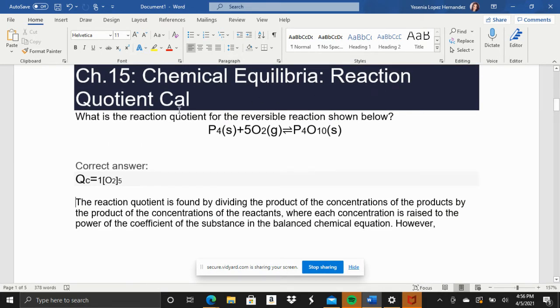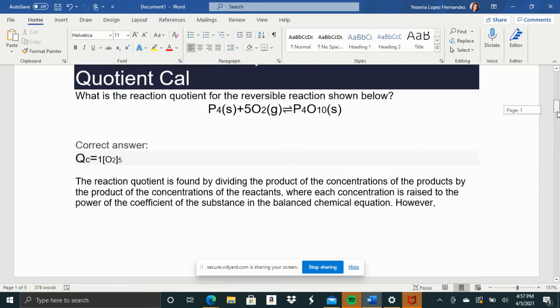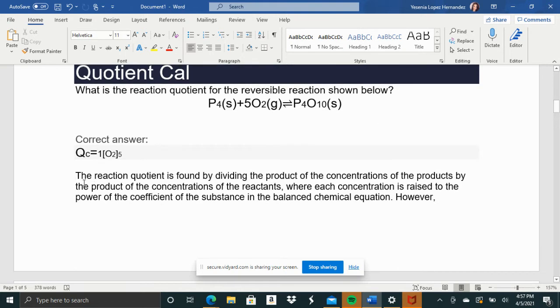Next is the reaction quotient calculation, in which we had to find the reaction quotient for the reverse reaction shown below. So they would give you this, and now you would have to find the reaction quotient. To find that, I made a note of how to do it. The reaction quotient is found by dividing the product of the concentrations of the products by the product of the concentrations of the reactants, where each concentration is raised to the power of the coefficient of the substance in the balanced chemical equation.